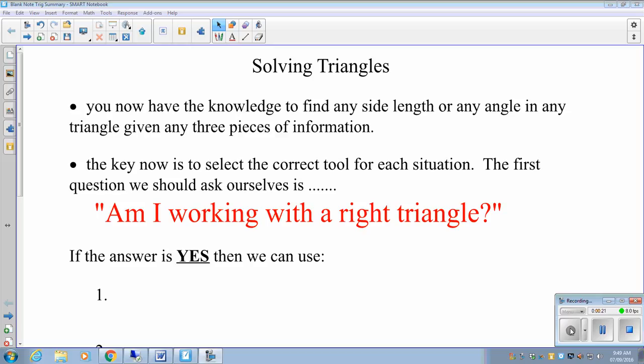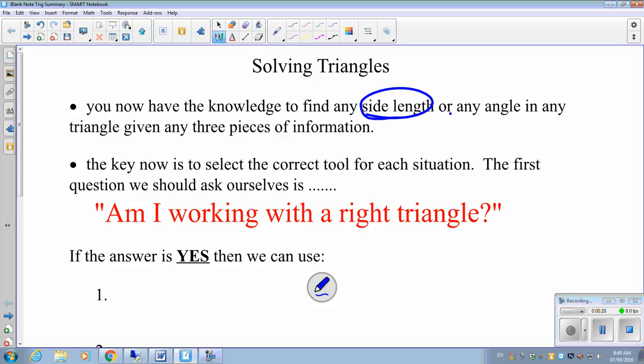We have all the knowledge we need to find any side length or any angle in any triangle when we're given three pieces of information. The key now is to select the correct tool or the correct trig for each situation. The first question we ask ourselves: am I working with a right angle triangle? If the answer is yes, we have three choices for what we can use.